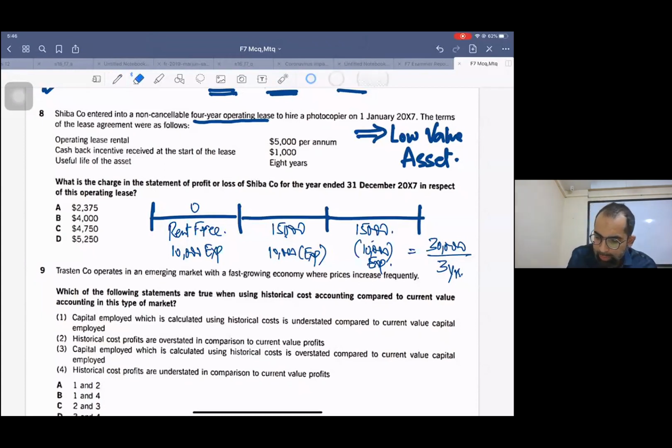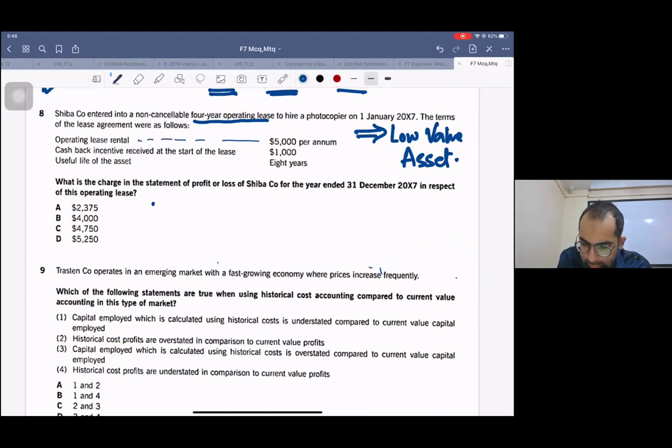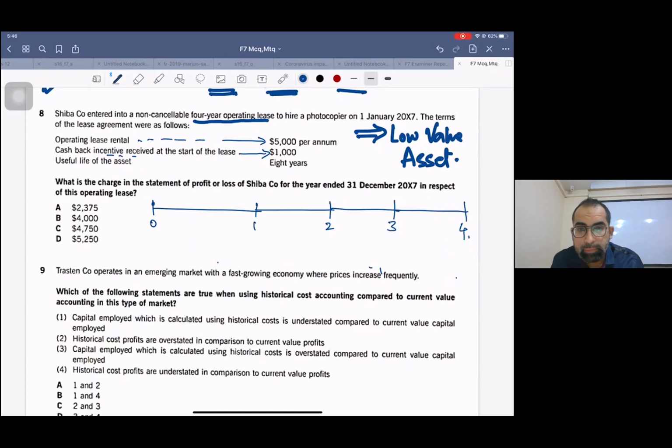See, now let me rub it and let me solve it for you. Wait. Now I'll solve the real question. Your normal operating lease rental is 5,000 per annum, but you get a cash back incentive of 1,000. See this: 0, 1, 2, 3 and 4. So that means, look at me, in the first year you paid 5, you get back 1. So effectively you are paying 4,000 for the first year, but for year 2 it's 5, and again it's 5.